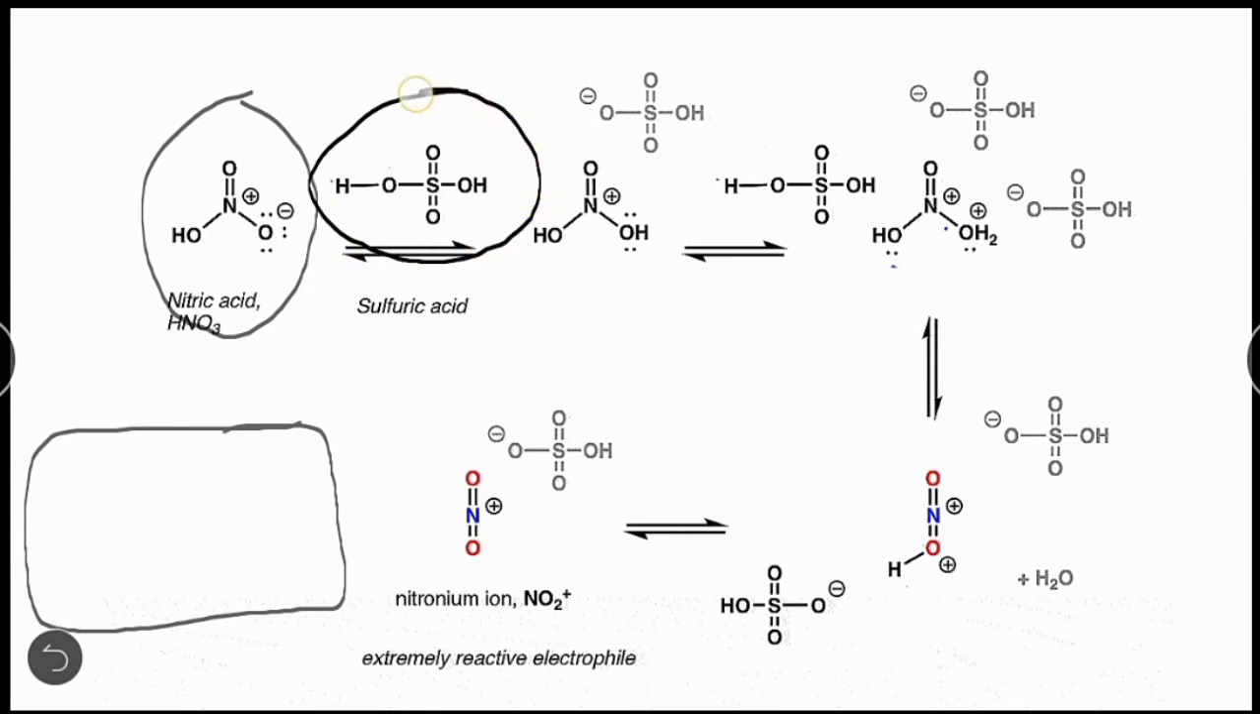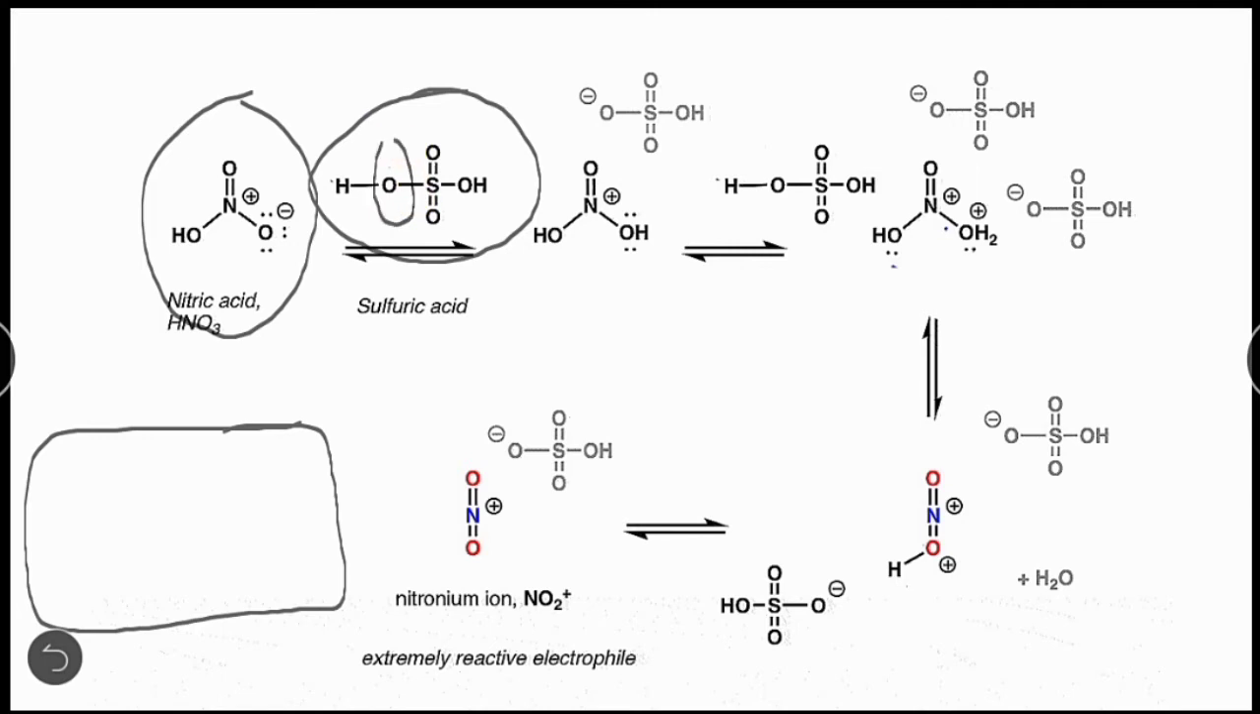You can see the sulfuric acid over here, right? This sulfuric acid will try to react with this nitric acid. So for reacting with the nitric acid, the sulfuric acid needs to ionize itself. So how will it ionize itself? You can see this oxygen over here, right?